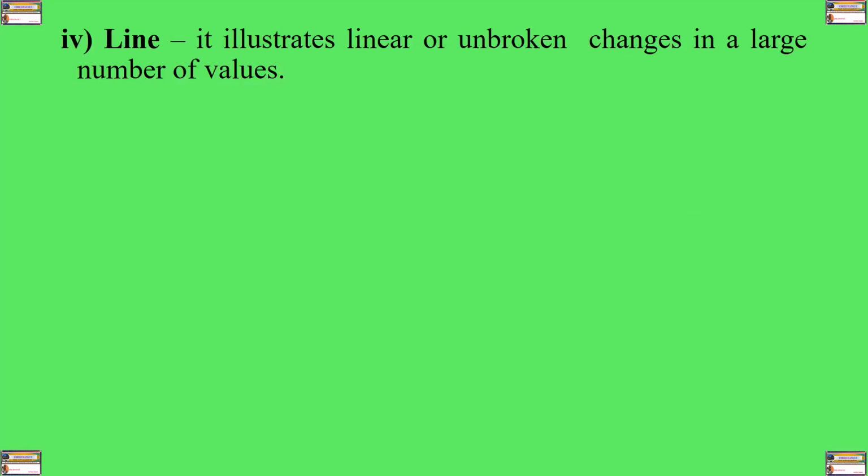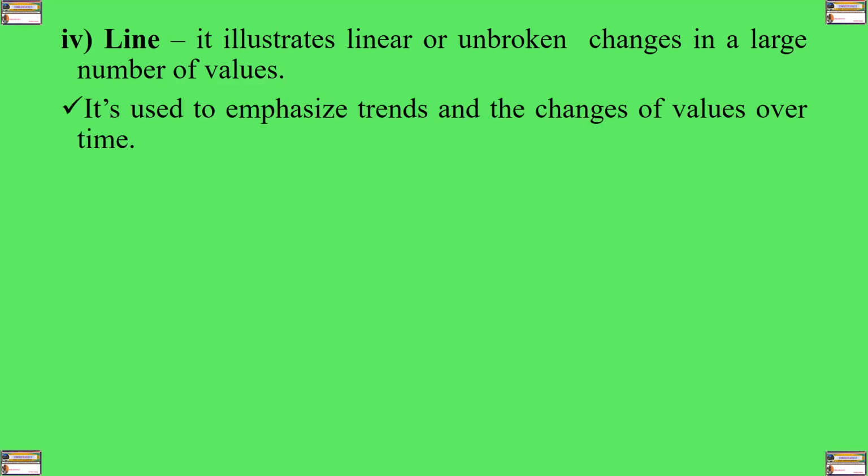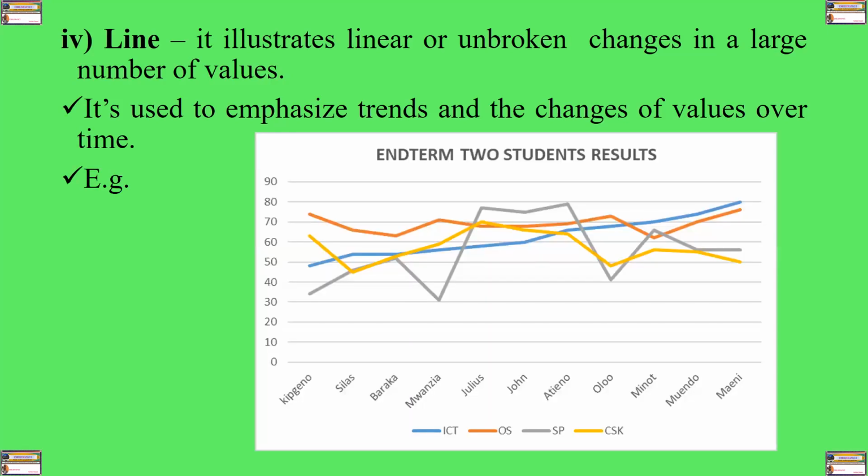Number four is line. Line chart is a chart that illustrates linear or unbroken changes in a large number of values. It is used to emphasize trends and the changes of values over time. For example, this would be a line chart or line graph.